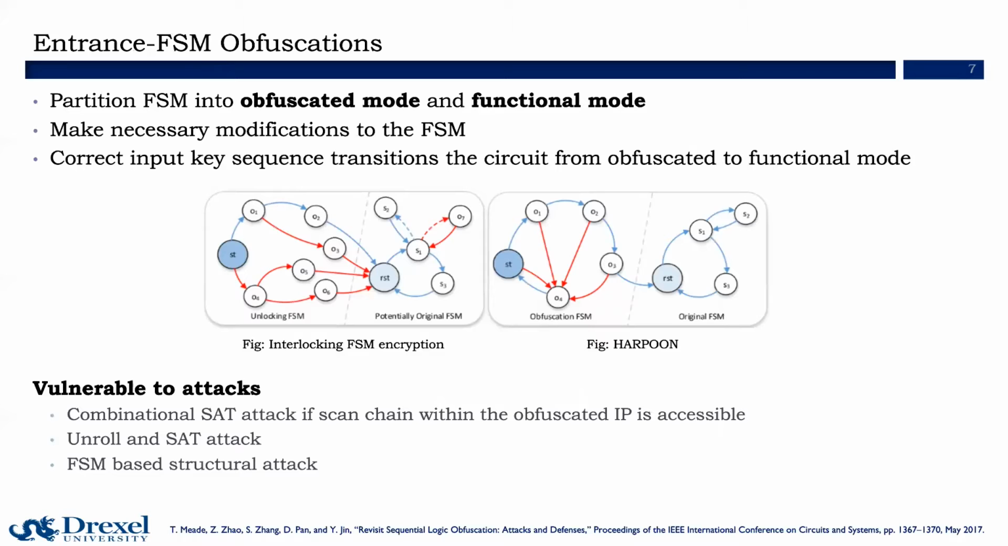These kinds of obfuscations, where FSMs are partitioned into obfuscated and functional mode and modified as required, such that the IP is activated using a correct key input sequence, are called entrance-type FSM obfuscations. Hidden state transition-based obfuscation also falls in the same category. These kinds of techniques are vulnerable to combinational SAT attacks if scan chains are accessible, unroll and SAT-based attacks if scan chains are locked, and FSM-based structural attacks as well.